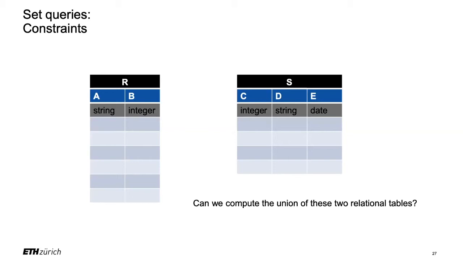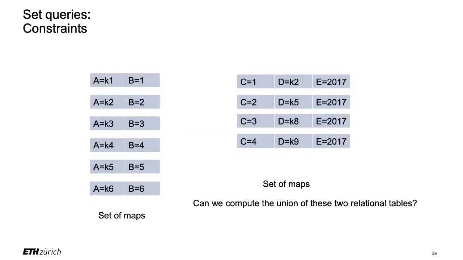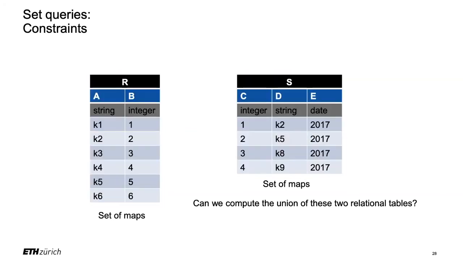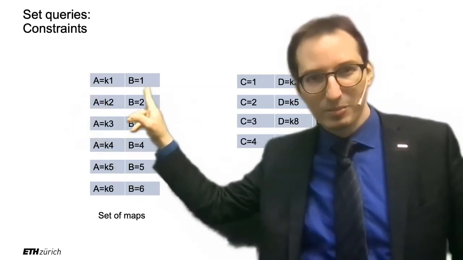Well, we saw that relational tables are sets, right? A relational table is a set of maps. So if you take two relational tables, you basically have two sets of maps. I have a set of 6 maps on the left, and I have a set of 4 maps on the right. So you can actually even split the maps, make them explicit. It's just a different representation of the same thing, where I actually put the attributes within the records in order to make the map explicit. So this is a map that is mapping A to K1 and B to 1, for example.